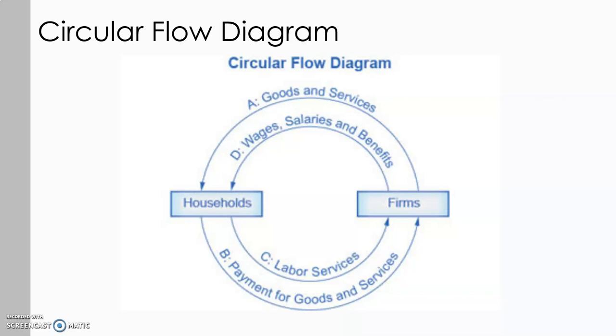The circular flow diagram reminds you that all money can flow either from a firm to a household or from a household to a firm. Firms sell goods and services to households in exchange for payment for goods and services. That's the A and B circle. But on the inner circle, we have households selling labor services in exchange for wages, salaries, and benefits. Everything that's a cost to one person is a benefit to another. What's a cost to a firm is a benefit to a household. Cost to a household, benefit to a firm.